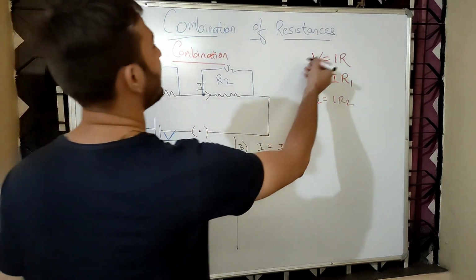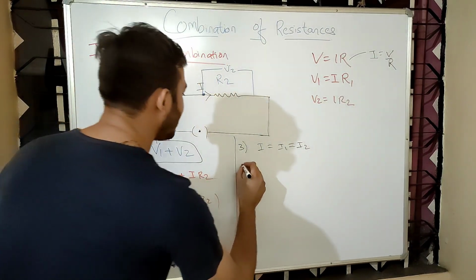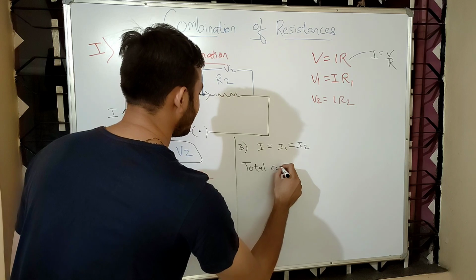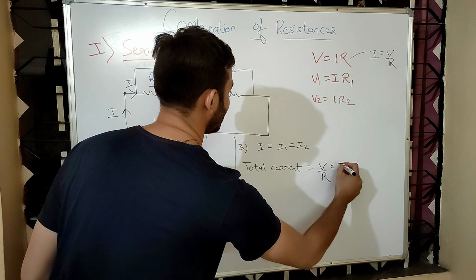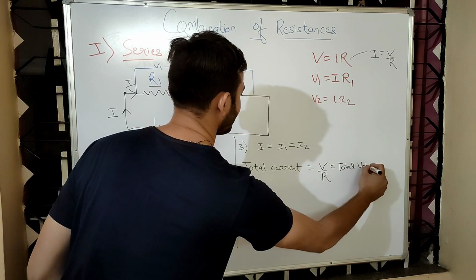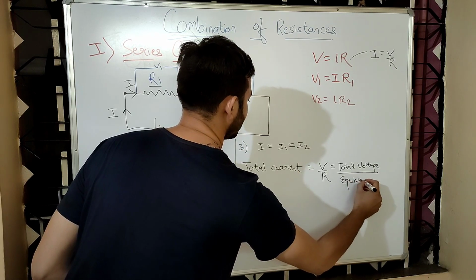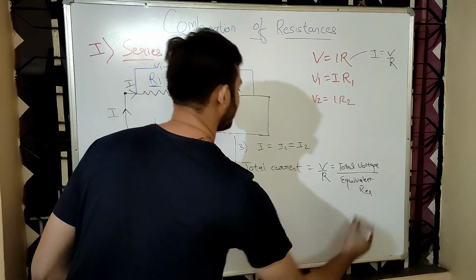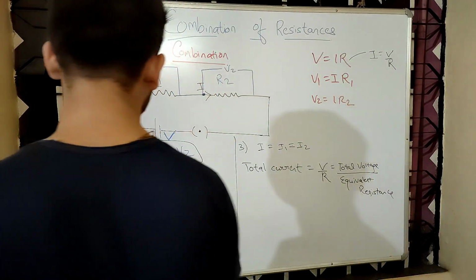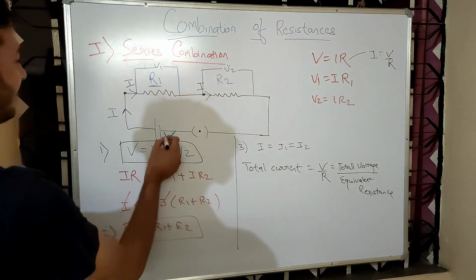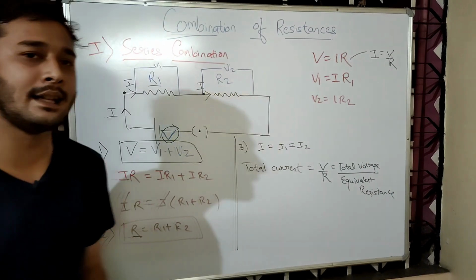We know Ohm's law, V equal to IR. So from here I will get I equal to V by R. So total current flowing from the battery will be equal to V upon R. This is total voltage of the battery upon equivalent resistance. So this is equivalent resistance R. V will be given in the question. So V upon R, I get I.